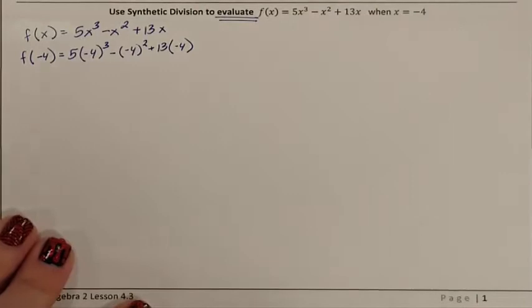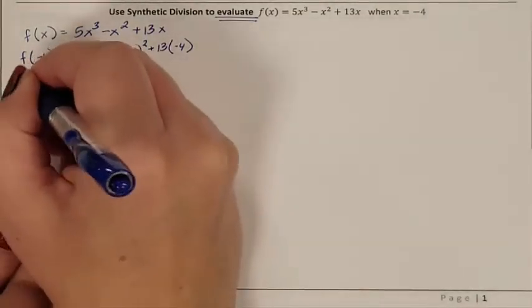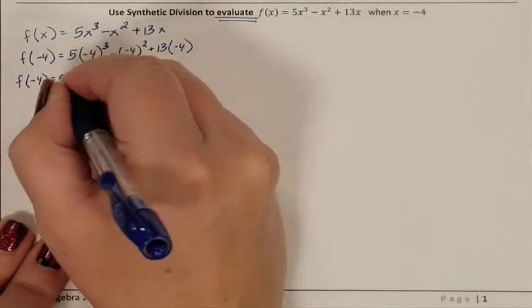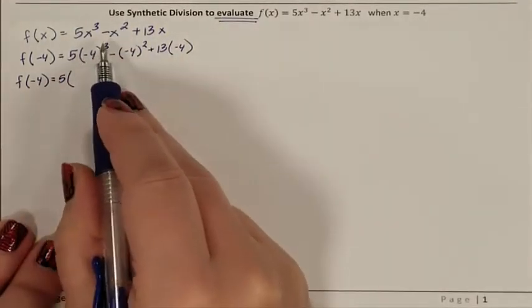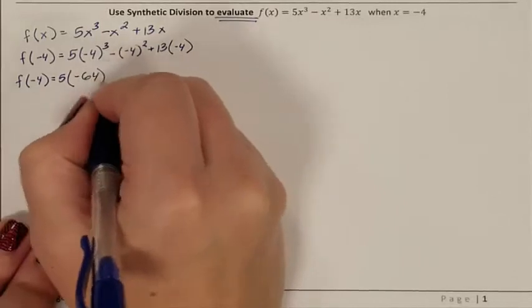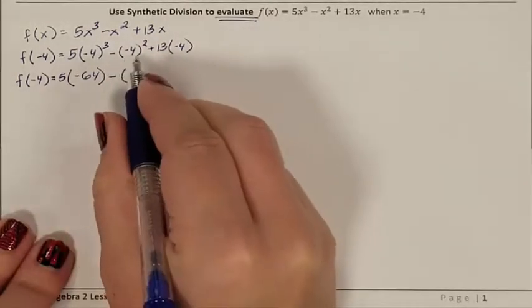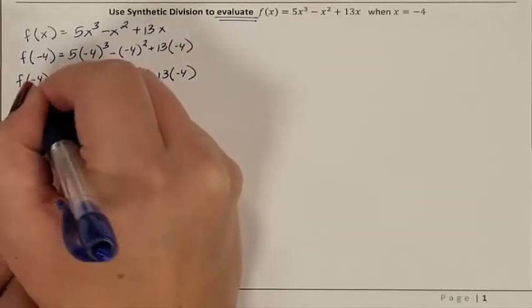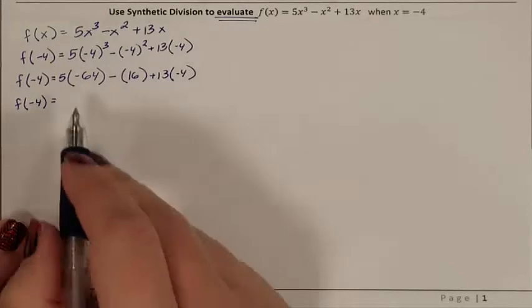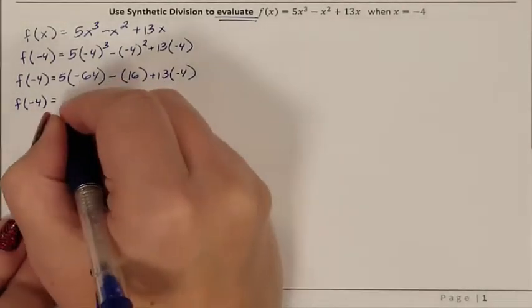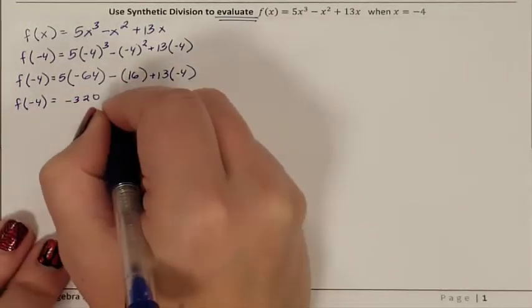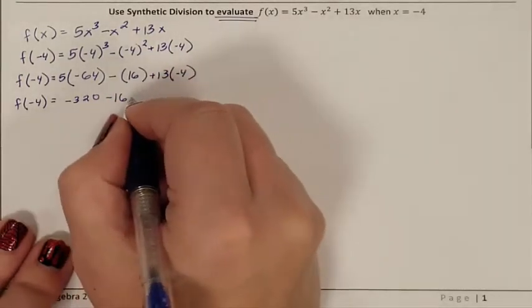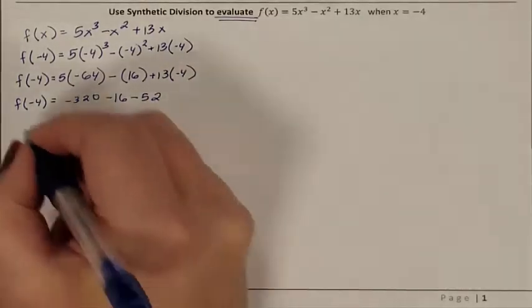And then you would have had to do your order of operations. So f at -4, your first thing would be your exponents. I have 5 times the quantity of -4 to the third power, which is -64. The quantity of -4 to the second power is 16. Order of operations then says you multiply. 5 times -64 is -320. That's -16. 13 times -4 is -52.